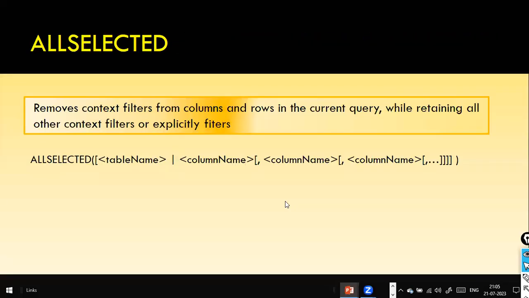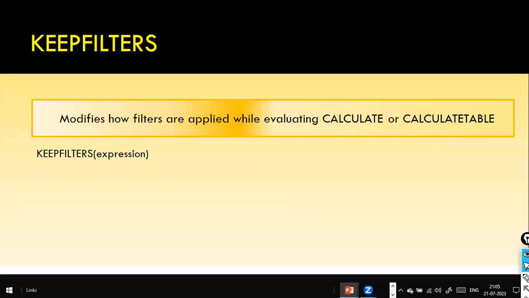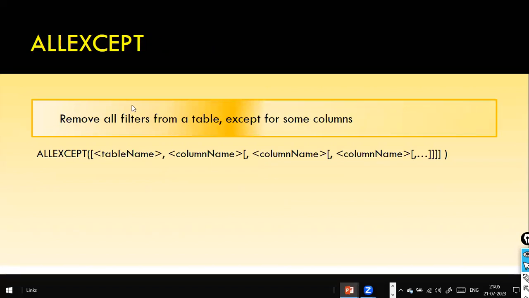Something else called the ALLEXCEPT function. What is the ALLEXCEPT function? What it does is remove all filters from a table except for some columns. It is pretty simple. The first argument for your ALLEXCEPT is the table name.